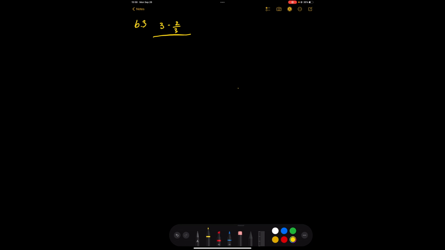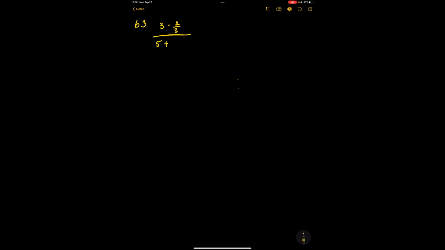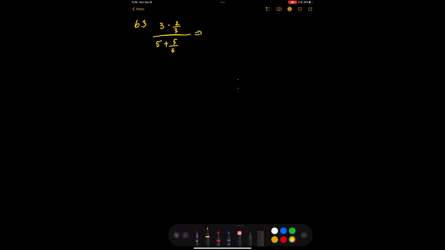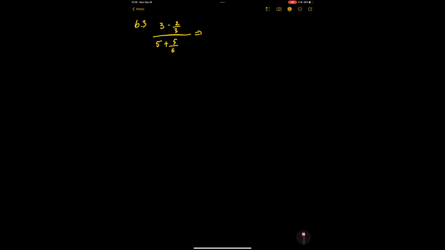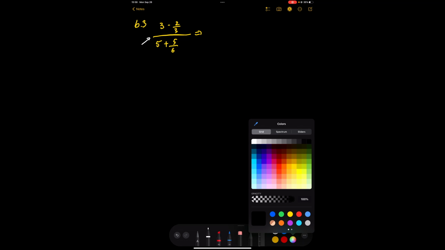Let's say we have 3 minus 2/3 over 5 plus 5/6. So how are we going to work this out? In complex fractions, the biggest line, you do it last, and you do everything small at first.